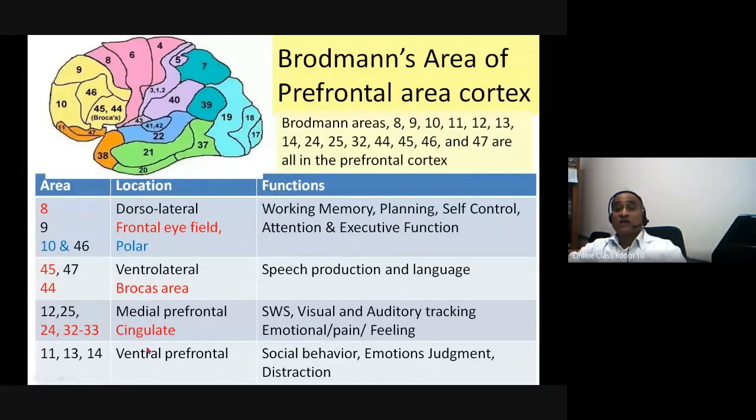11, 13, 14 are the ventral prefrontal cortex. They are concerned with the social behavior, the emotions associated with the social behavior, the judgment, the distraction. That means it tries to suppress the distraction, because we have many distractors. And this is the center where it stops, or it tries to modulate those distractions. So I broadly provided the idea of these numbers, and this is one of the things I wanted to give to you.